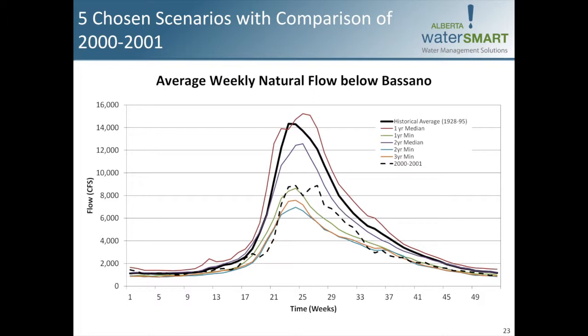Now when you get down into the 1, 2, and 3-year min scenarios, they're a bit drier. They were chosen because of their 1, 2, or 3-year extreme years, but again, it's a 30-year time series and it's just 1, 2, or 3 years in those that are bad, but overall those scenarios, the 30 years, were quite dry. I graphed the 2000 to 2001 flows because that was a very dry year in the Bow, and that just gives you some context as to how dry those 3 scenarios are.